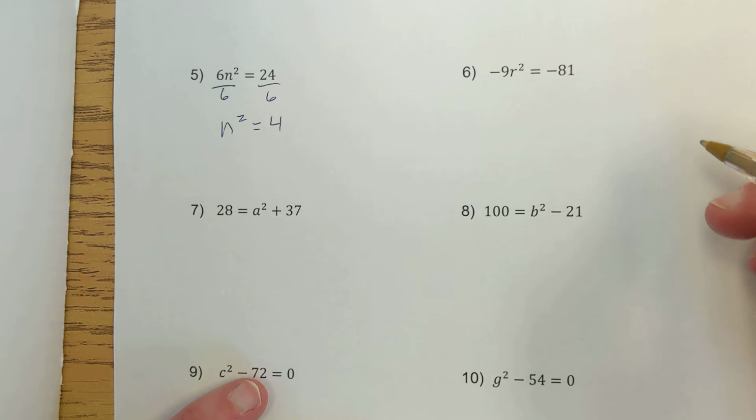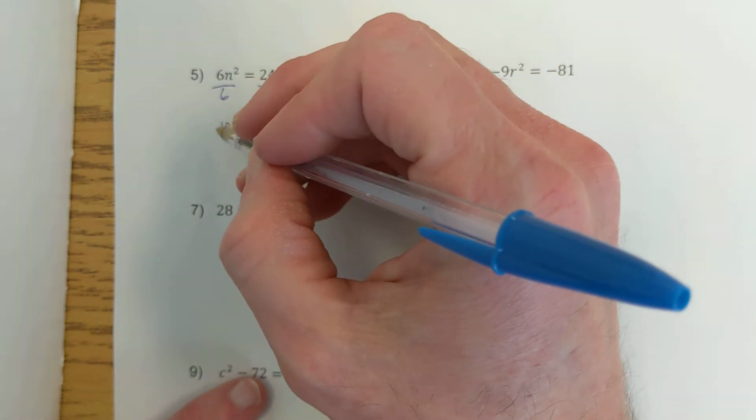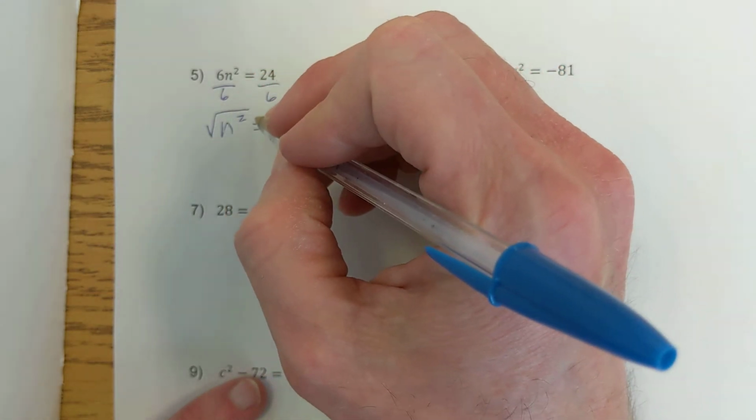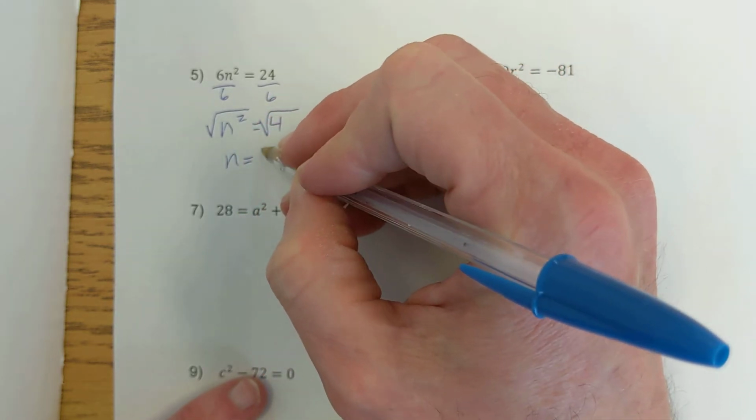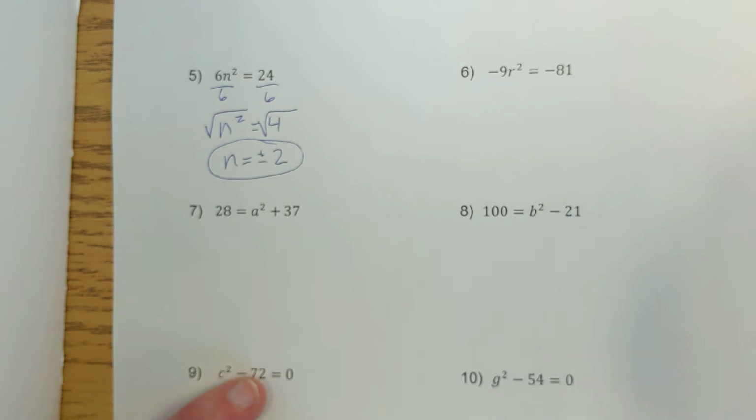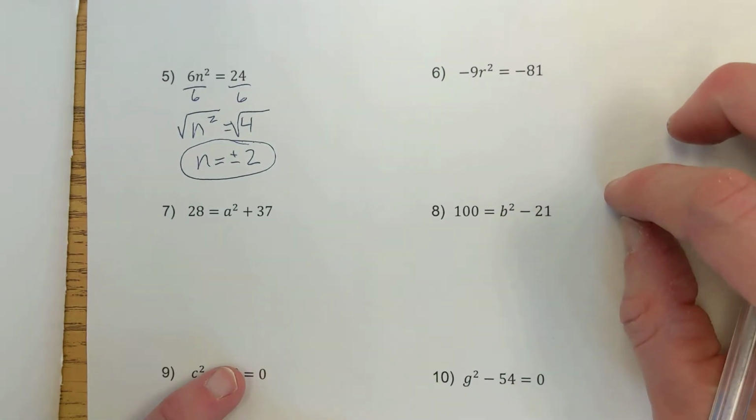So with n squared equaling 4, now that we've isolated the variable squared, we take the square root of both sides. So n is going to equal the square root of 4, which is 2. So it's plus and minus 2. And that's it. There is number 5.